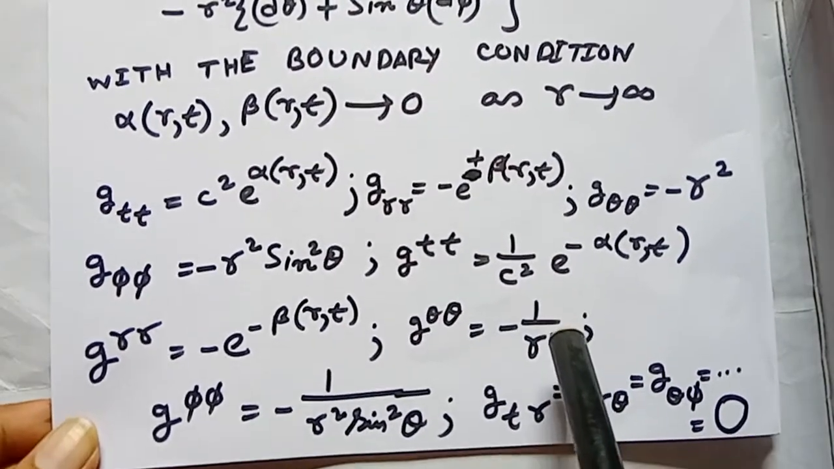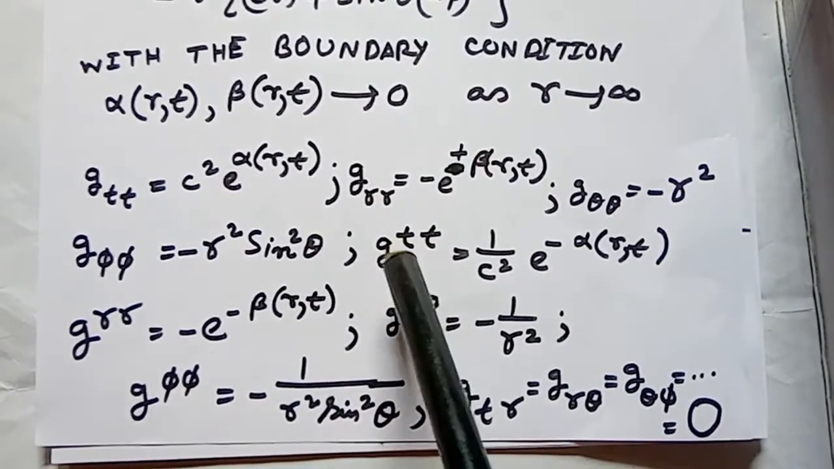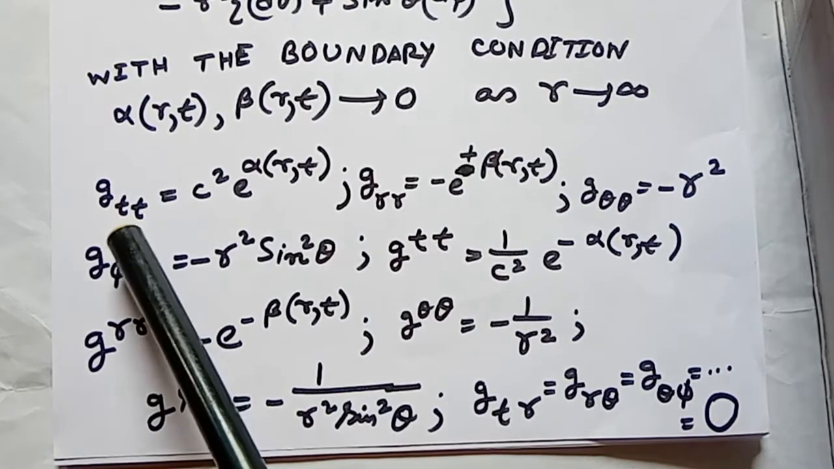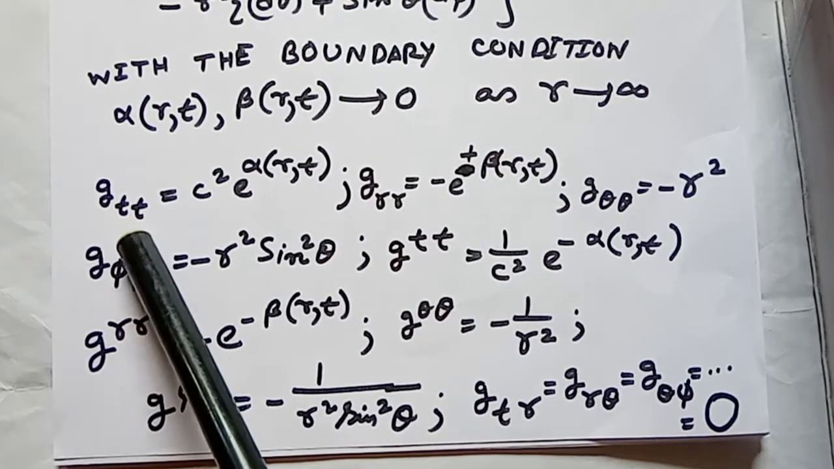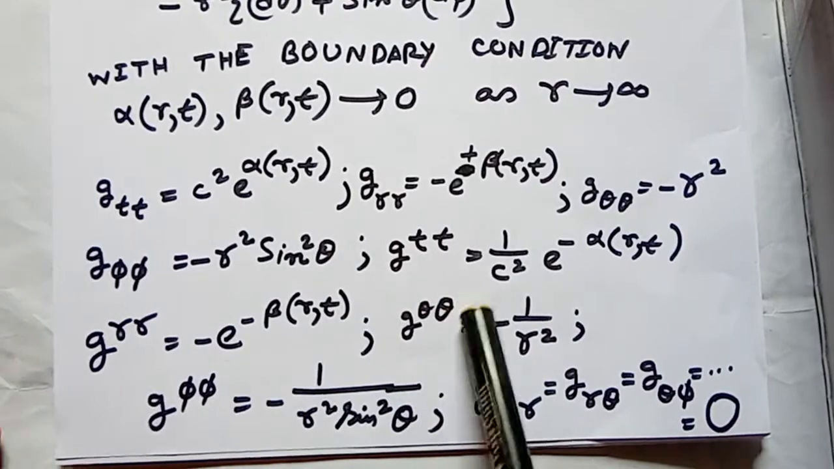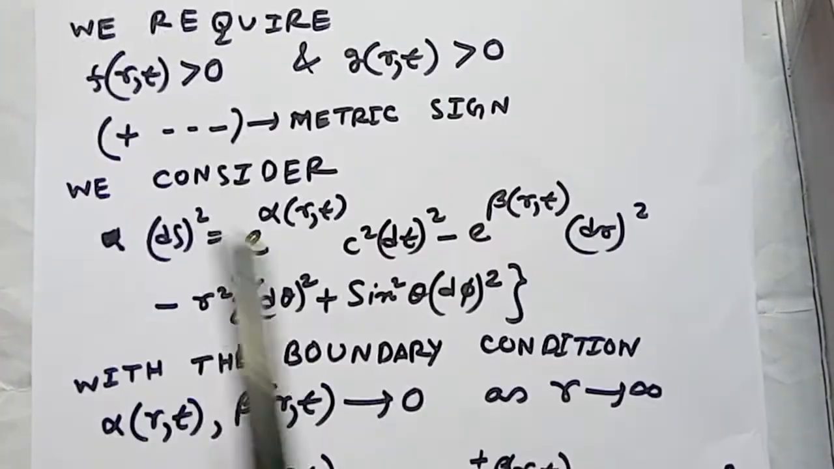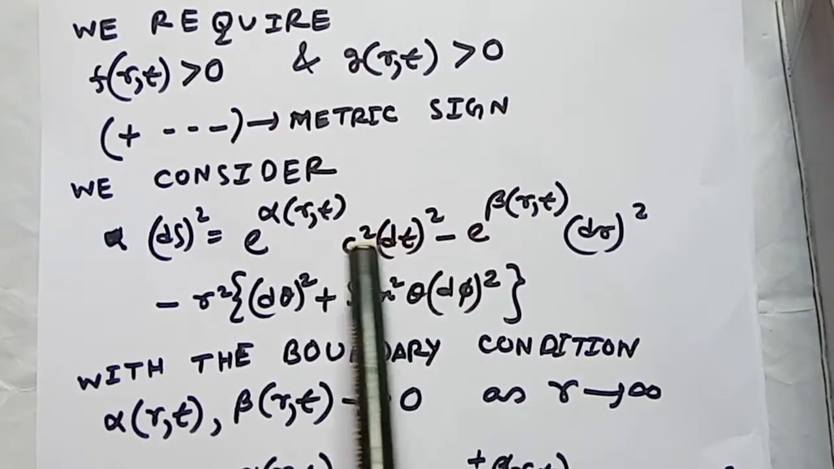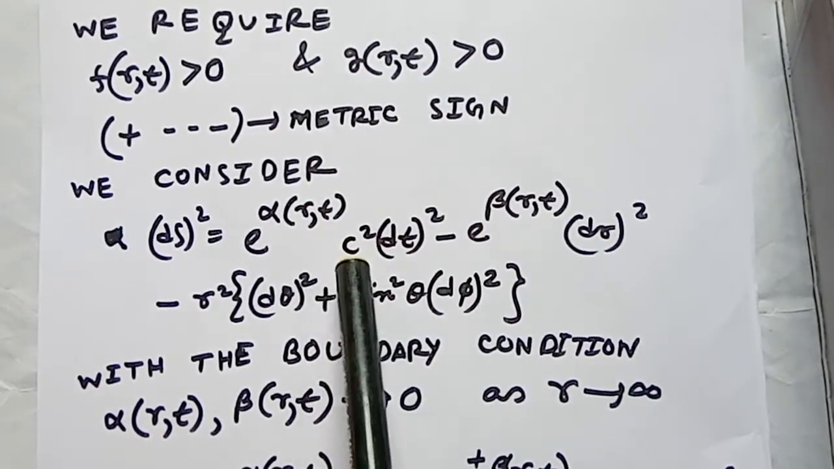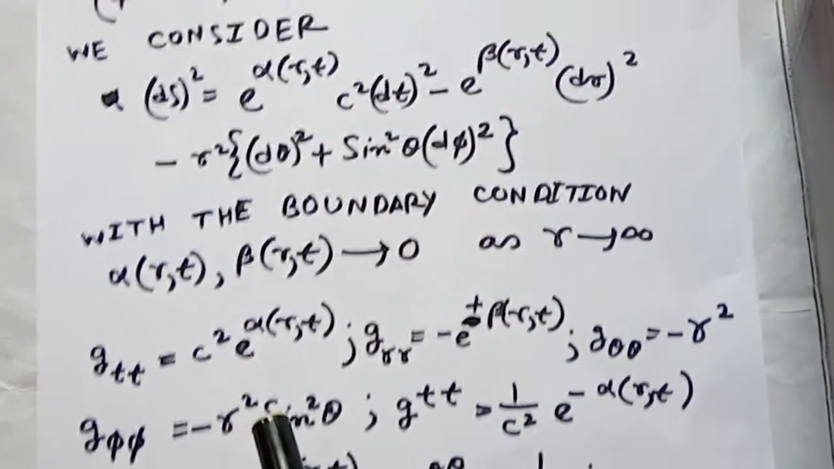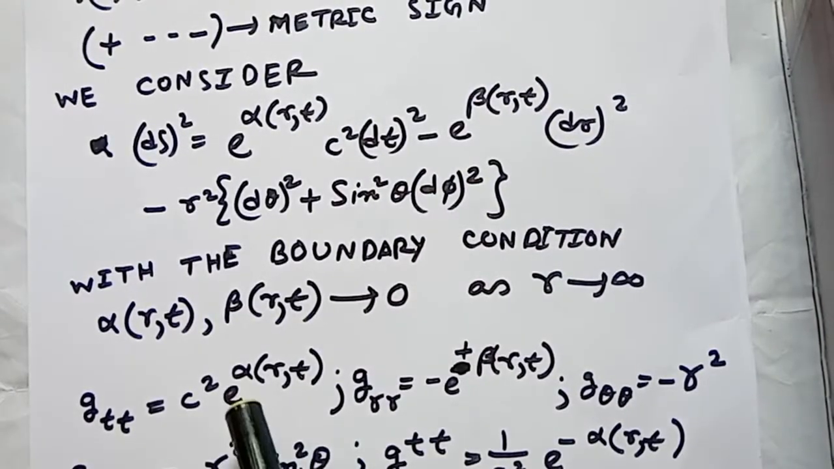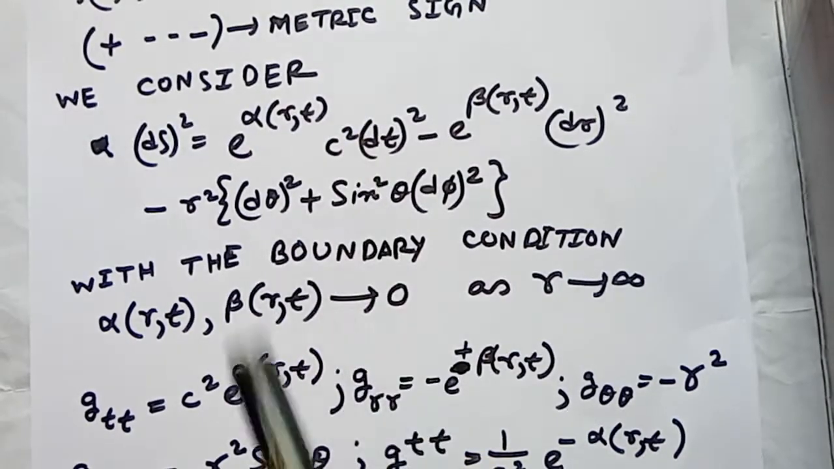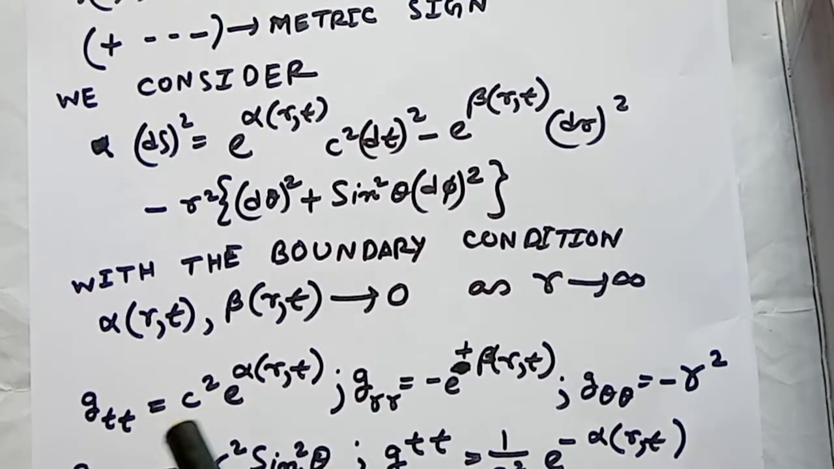Now this is the metric. Now g subscript tt is e to the power alpha of (r,t) times c square. This is g subscript tt.